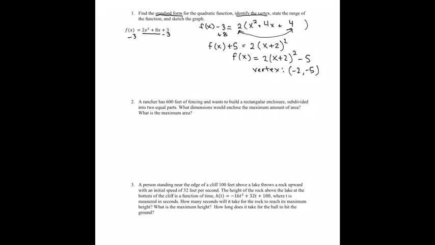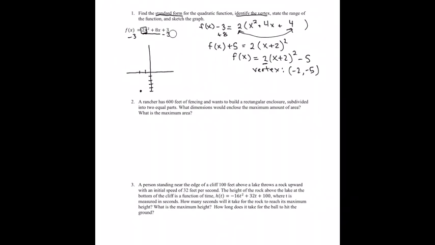Now, graphing this, we know that the vertex is 2 to the left, down 5. And because of the 2 being a positive leading coefficient, I know this parabola faces up. To get the correct shape, this 2 leading coefficient makes the graph vertically stretched, so it's a little bit narrower.